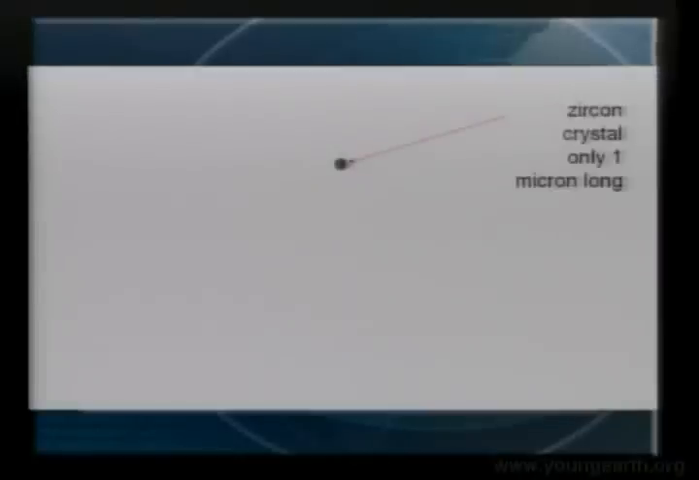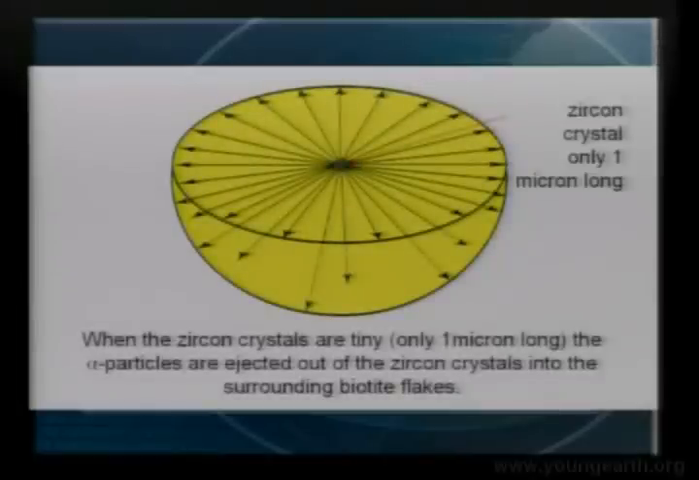But when the zircon crystal is much, much smaller, only 1 micron in size, that is, a 50th or 60th the size of the larger zircon crystals, the alpha particles actually escape. They escape from the zircon crystal into the surrounding biotite crystal. And so they're like little bullets.